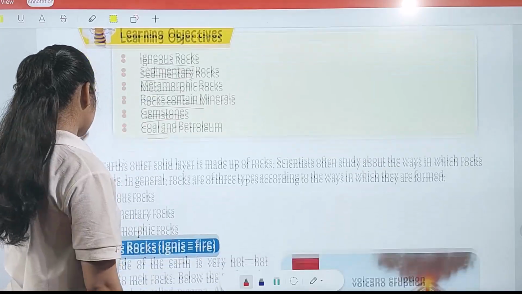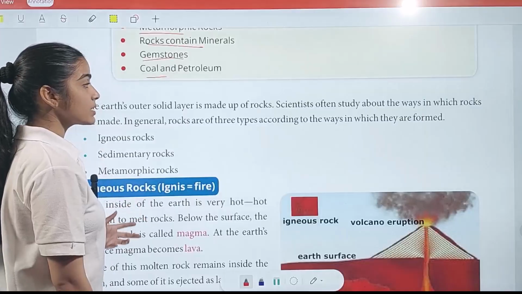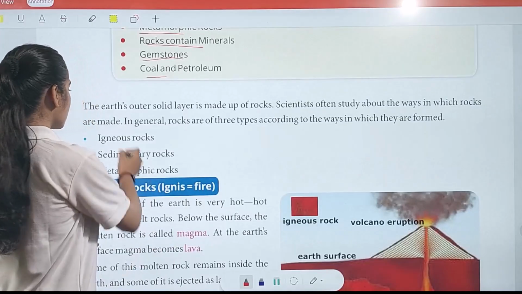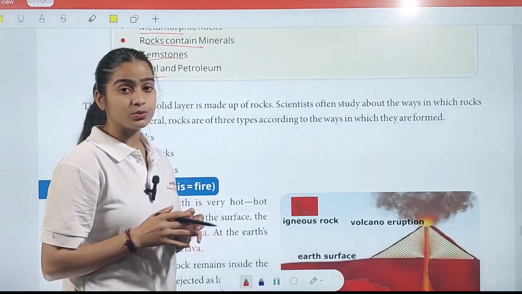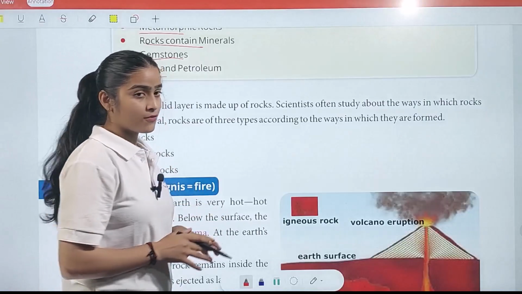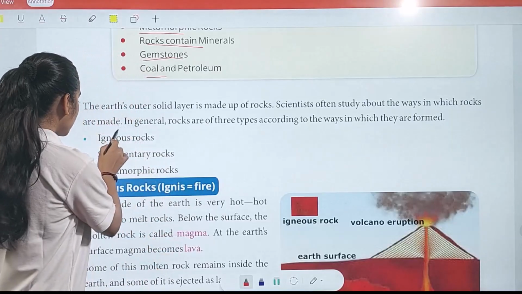So let's get started. The Earth's outer solid layer is made up of rocks. Scientists often study the ways in which rocks are made. In general, rocks are of three types according to the ways in which they are formed. So how many types of rocks do we have? We have three types of rocks.